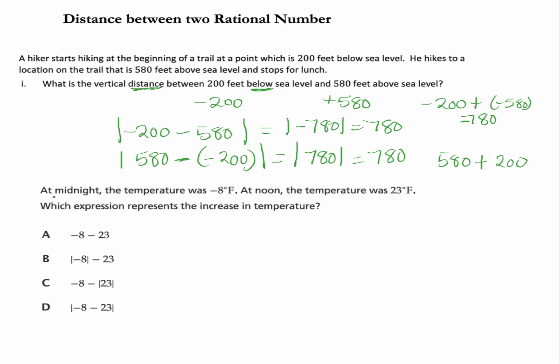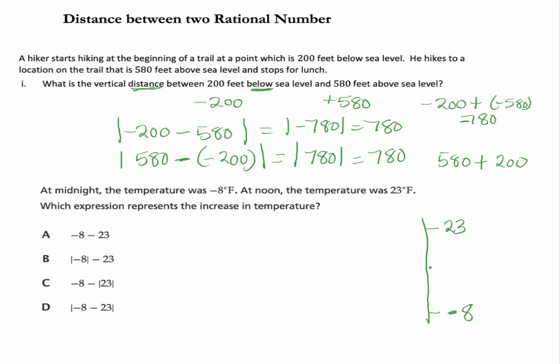Question 2 says, at midnight, the temperature was negative 8 degrees Fahrenheit. At noon, the temperature was 23 degrees Fahrenheit. Which expression represents the increase in temperature? Now notice here they didn't say the distance, they said the increase in temperature. So here we have a thermometer. Suppose this here is negative 8 and then it went up to 23. So I want to know how much is the increase? Like how much did we have to go from negative 8 to 23.